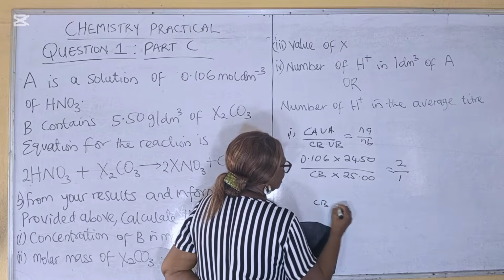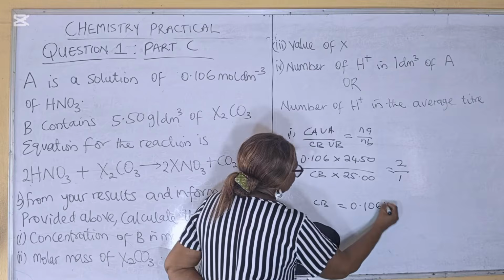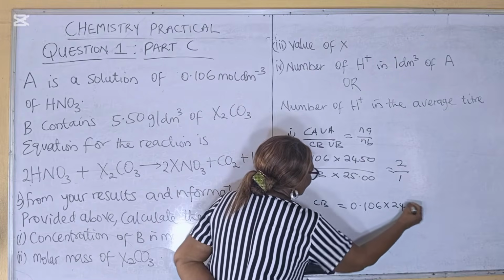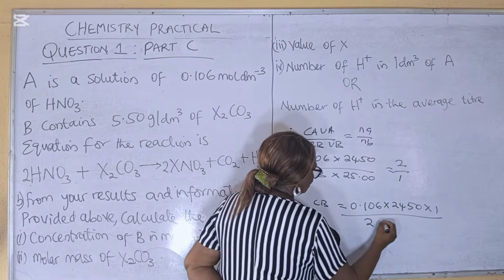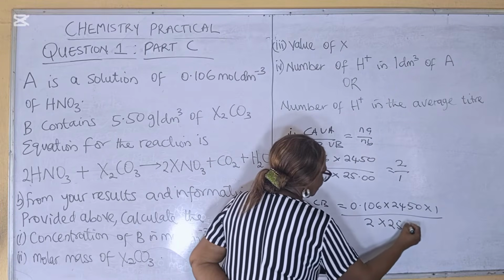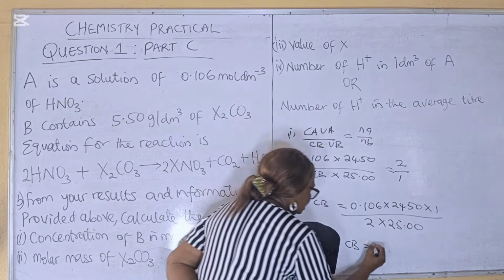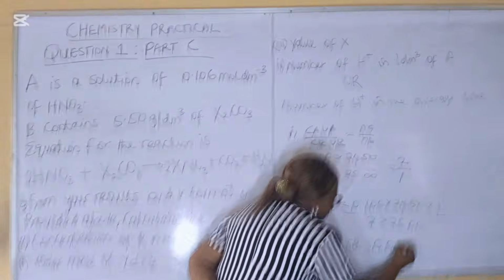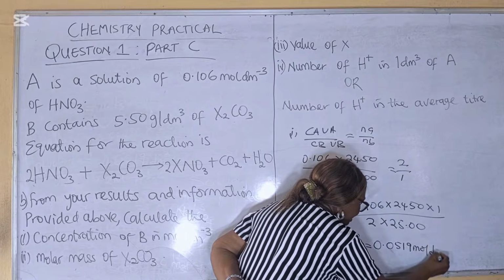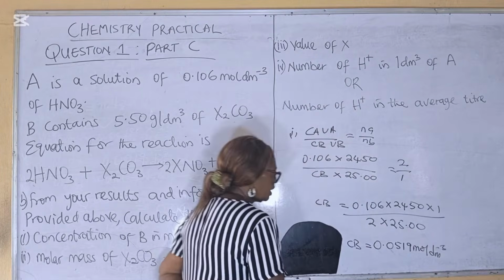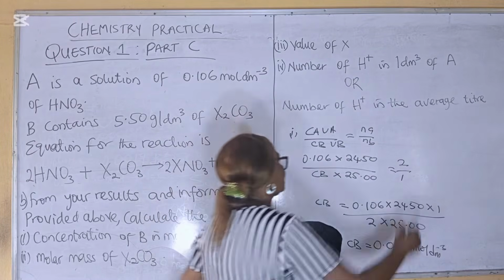Then CB equals 0.106 times 24.50 times 1 all over 2 times 25.00. Then our CB is 0.0519 mole per dm cube. Correct units and 3 significant figures, very important.